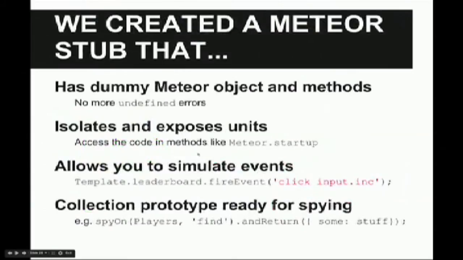So what we did for this was basically we created the Meteor stub. Now the stub does not provide the functionality of Meteor, it just provides you the ability to capture and isolate the code that you would normally use with Meteor. So this means that you no longer get undefined errors. It also gives you access, so if you wanted Meteor.startup, you can just grab that and run just that function. The other thing we've done is allow you to simulate events on the templates, and I'll show you an example of this shortly. And then finally, any collection that you define in your main code will automatically get all the prototype methods on it so that you can spy on them.